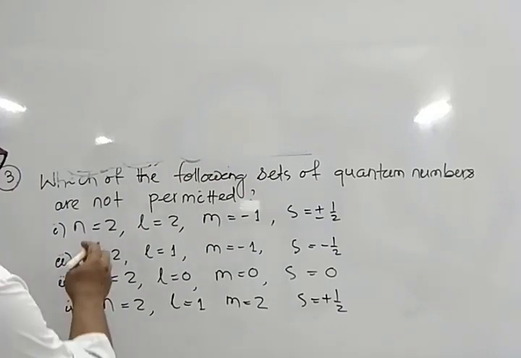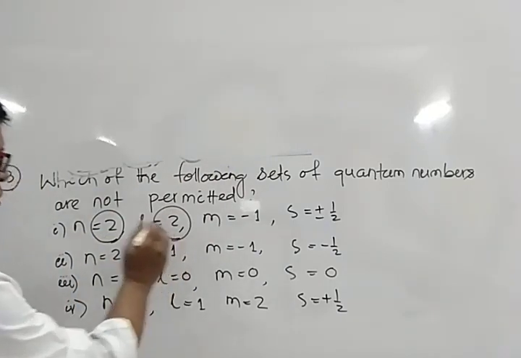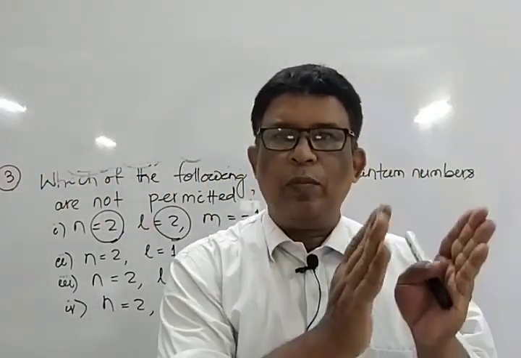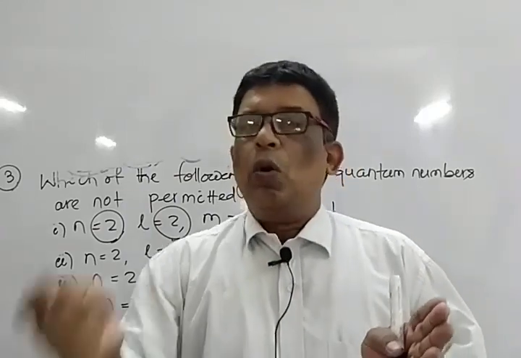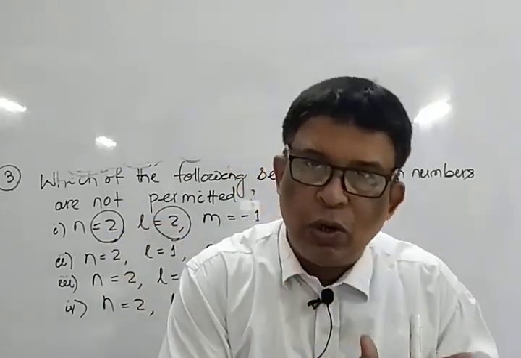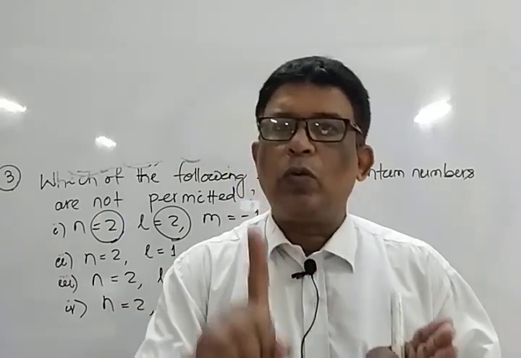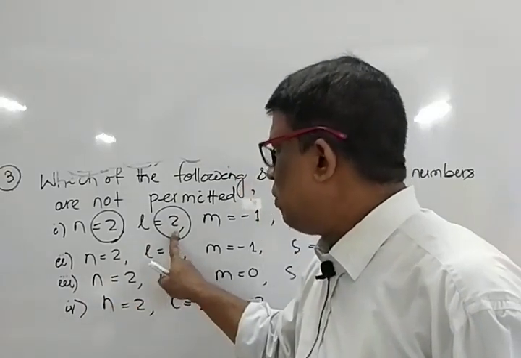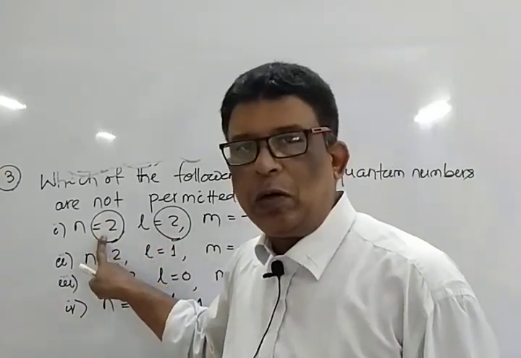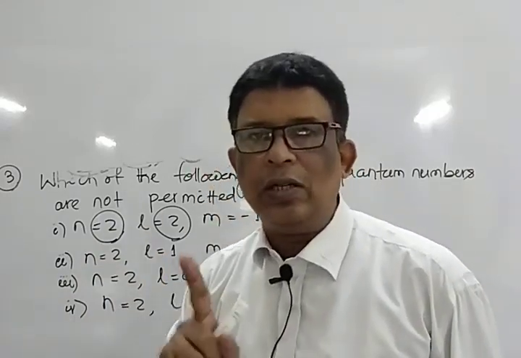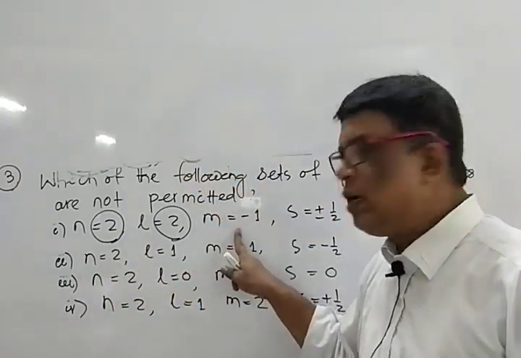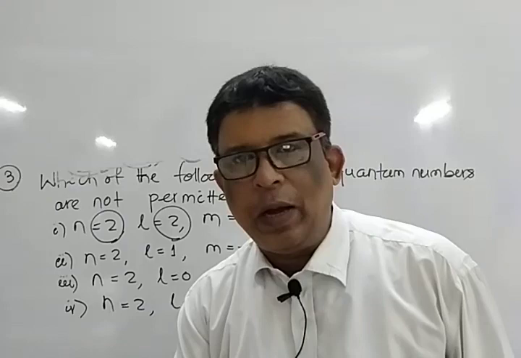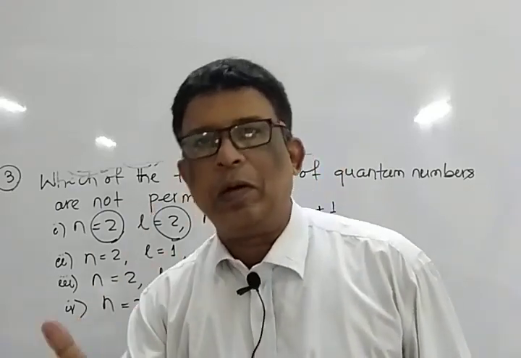First one is principal is 2, azimuthal is 2. One thing remember, I repeat again: principal quantum number values start from 1, 2, 3 up to n, while azimuthal quantum number values start from 0, 1, 2. That means azimuthal quantum number value is never equal to the principal quantum number value. Since azimuthal quantum number value here is equal to principal quantum number value, it is not allowable, it is not permitted. So in the answer you write it is not permitted because azimuthal quantum number value is never equal to principal quantum number value.